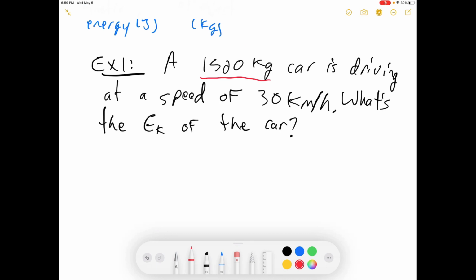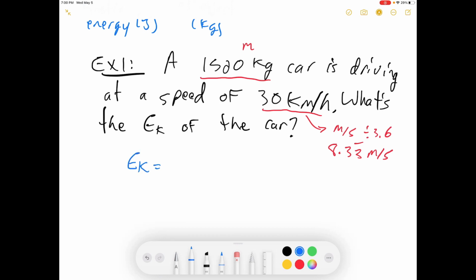Okay, so a couple things here. We have the mass, which is 1,520 kilograms, and we have the speed, but the thing is this needs to be converted to meters per second. And in order to do that, we're going to divide it by 3.6. So we divide this by 3.6, and in the end, we're going to get about a speed of 8.33 repeated meters per second. So we have everything that we need.